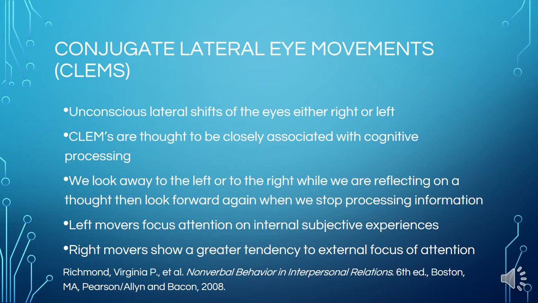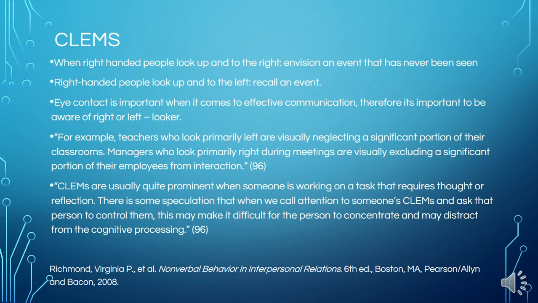In our experiment today, we are going to be looking at left and right eye movers, also known as conjugate lateral eye movements, or CLEMs for short. This is where if you ask somebody a question, it's going to be their involuntary lateral eye movements from left to right. CLEMs are thought to be closely associated with cognitive processing, which means the way that we think about things, the way that we remember things.